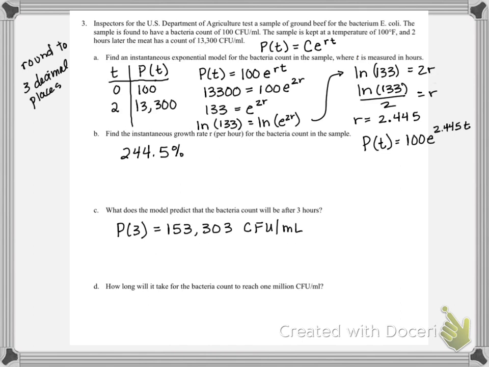And then if we set this equal to 1 million, and we really have to use 1 million because we're not counting in thousands or anything like that. So the 2.445t, what'd you guys end up with? t equals 3.767? Yep.